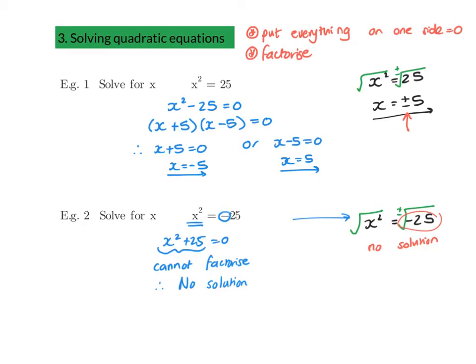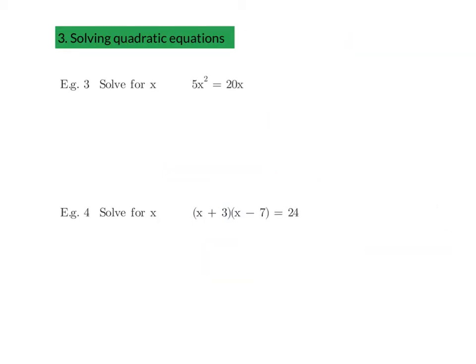Most of the time, quadratic equations you get, you'll be able to calculate the solutions. But however, there are some where there is no solution. Let's look at two more quadratic equations. So in example 3, I'm solving for x. I can see that my equation is quadratic. So my standard way to go about quadratics is to bring everything to the left. So I'm going to say 5x squared minus 20x is equal to 0. And then I'm going to factorize.